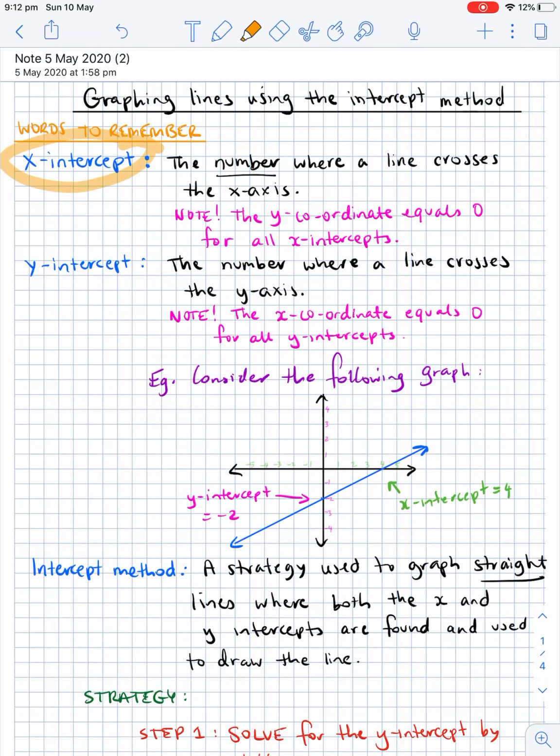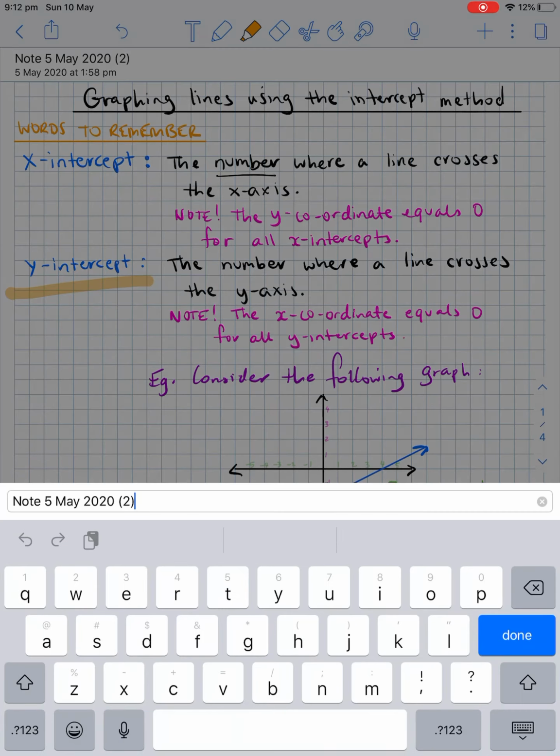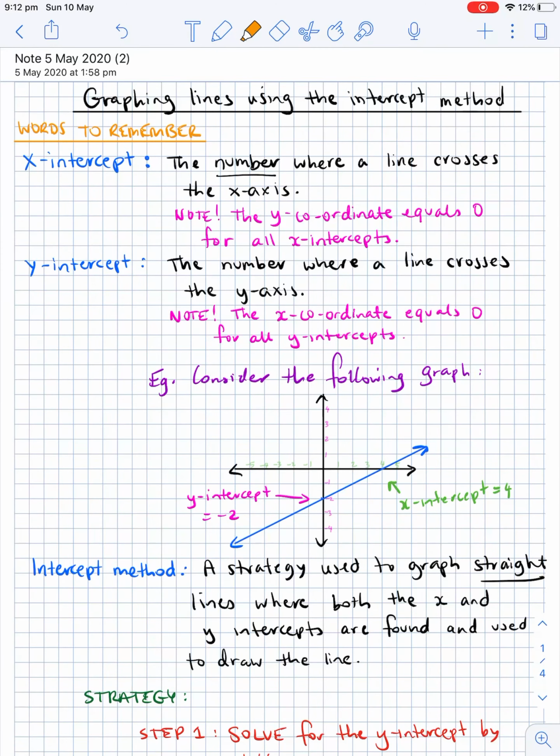So the x-intercept is the number where a line crosses the x-axis. Note the y-coordinate equals 0 for all these x-intercepts. And the y-intercept is the number where a line crosses the y-axis. So pretty much the x-intercept is where a line intercepts the x-axis, and the y-intercept is where a line intercepts or hits the y-axis. And note for the y-intercept, the x-coordinate equals 0 for all these y-intercepts.